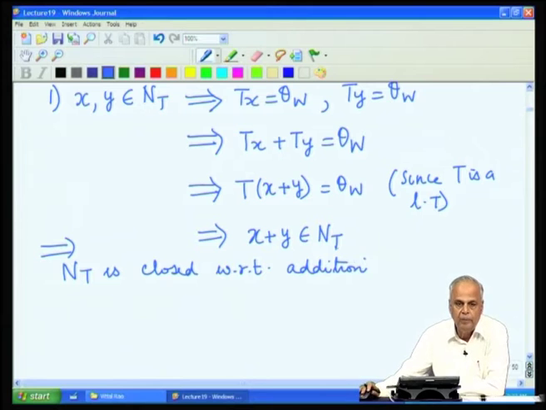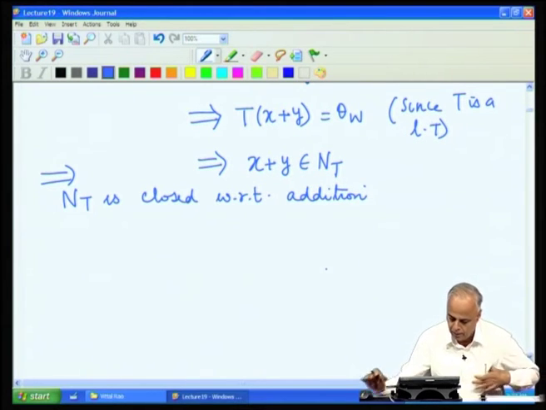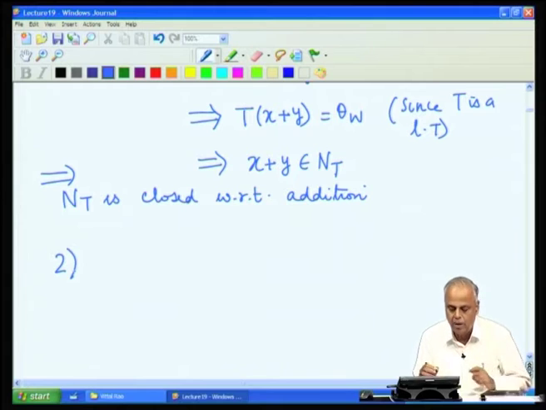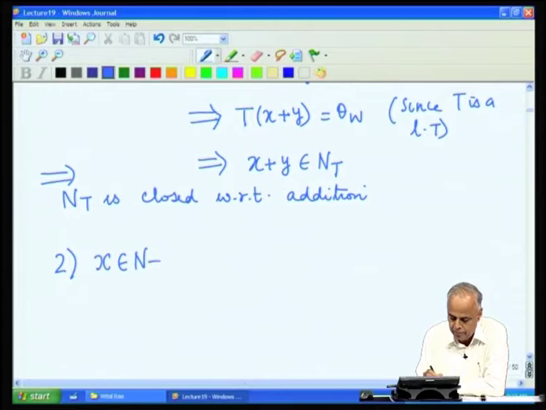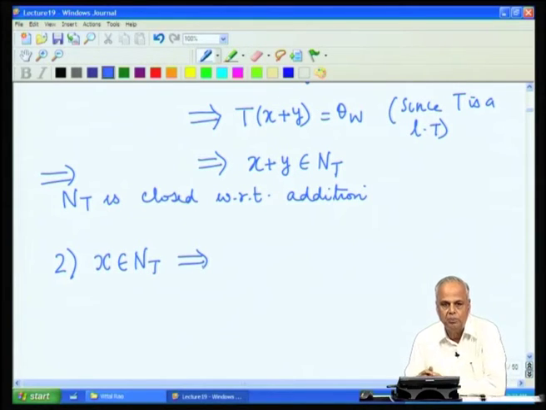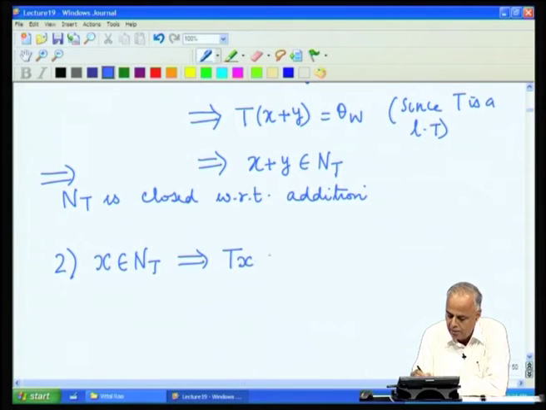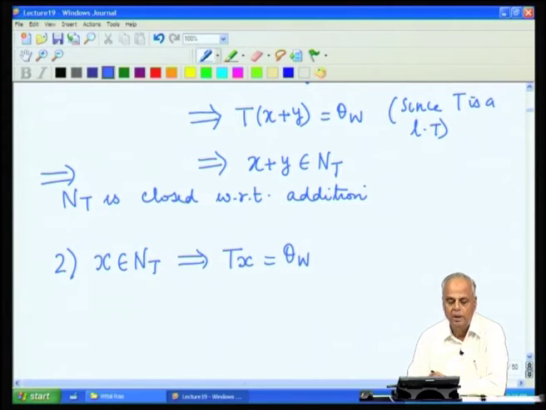The next thing we have to verify is whether NT is closed with respect to scalar multiplication. So, let us take a vector x in NT. What does that mean? We want to verify that it is closed with respect to scalar multiplication. That means, when we multiply x by any scalar, the resulting vector must also be in NT. Now, first of all, we are given x is in NT, this means T carries x to the 0 vector, that is the qualification for being in NT.